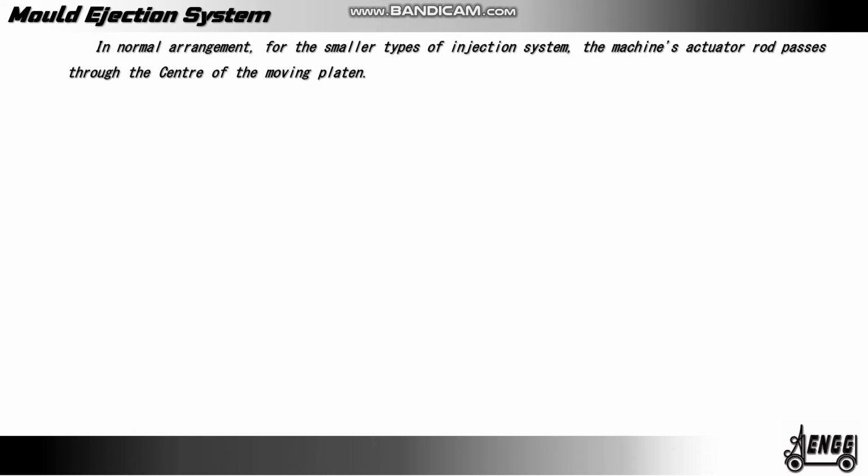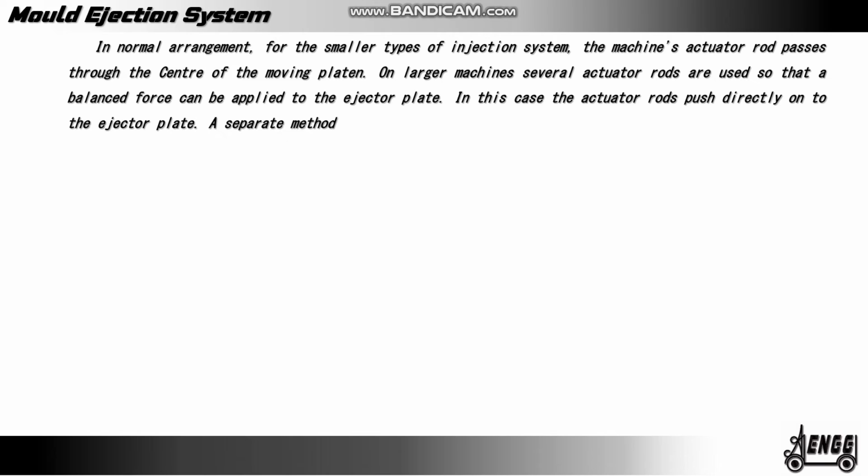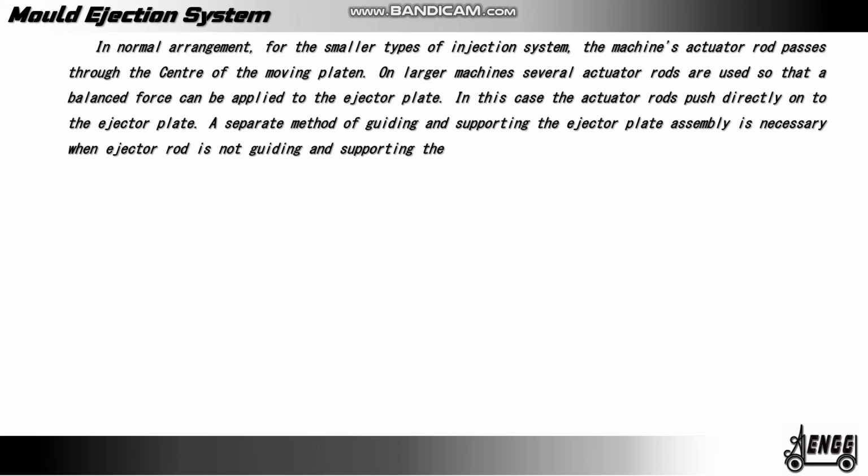In normal arrangement, for the smaller type of injection system, the machine actuator rod passes through the center of the moving platen. On larger machines, several actuator rods are used so that a balanced force can be applied to the ejector plate. In this case of actuator rod pushed directly onto the ejector plate, a separate method of guiding and supporting the ejector plate assembly is necessary when the ejector rod is not guiding and supporting the ejector assembly. Ejector guide pillars and bushes are normally used.